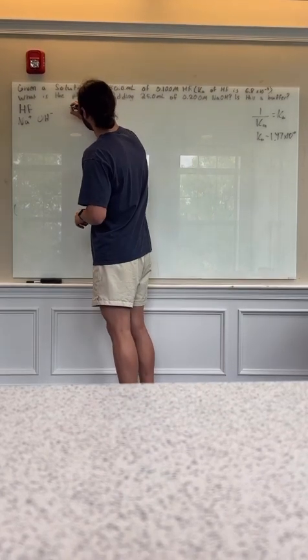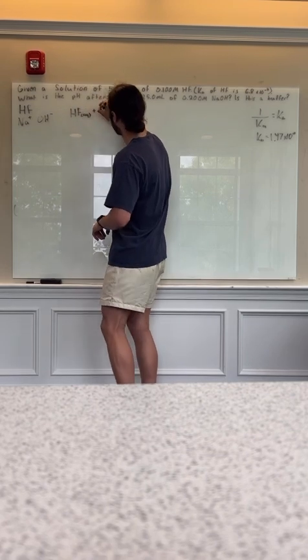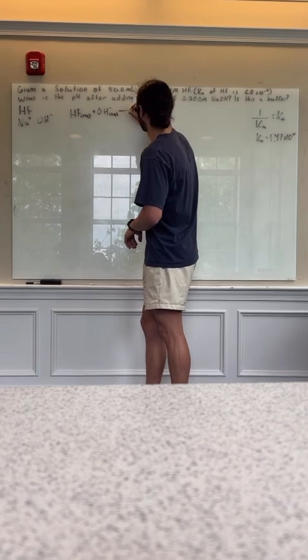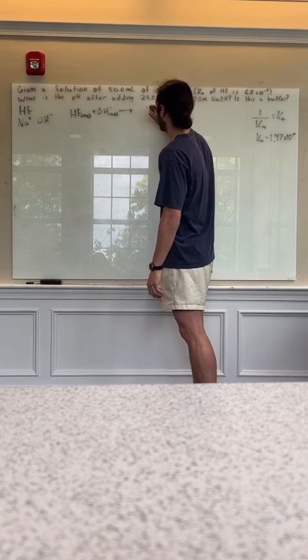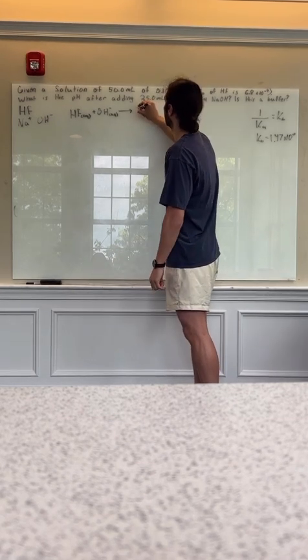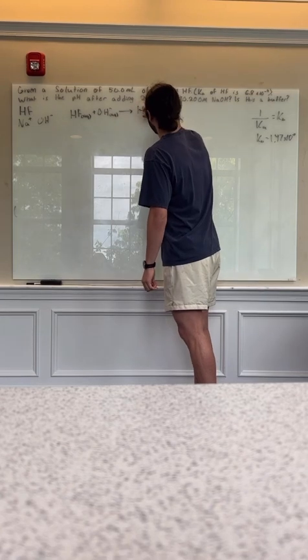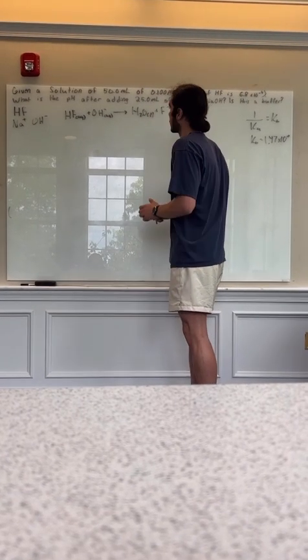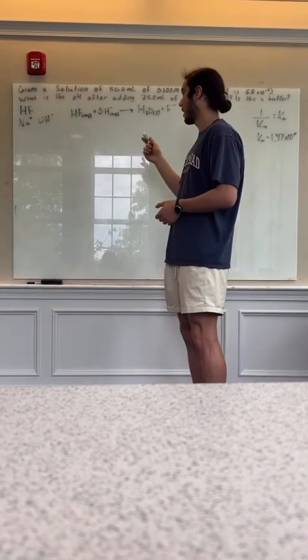So we write an equation such that HF reacts with OH minus, and this will be a one-sided arrow because OH is a strong base, meaning that it will completely react, or it will react till completion. And this will form water and F minus.